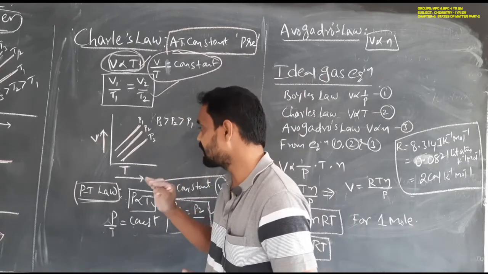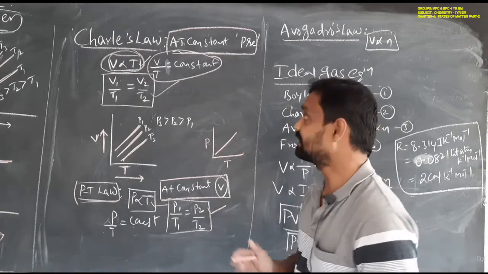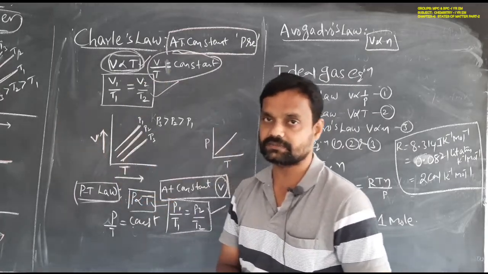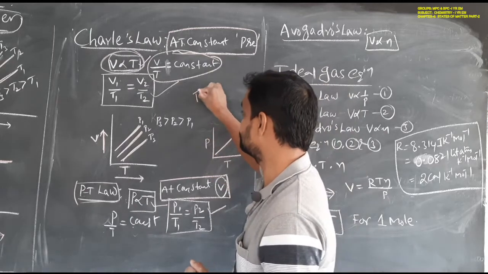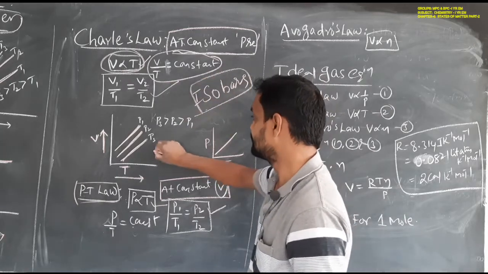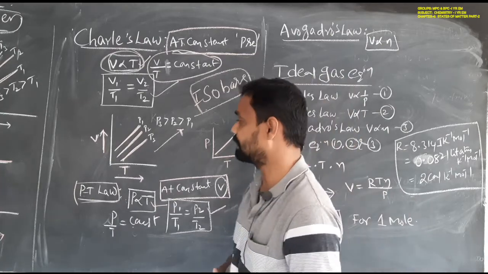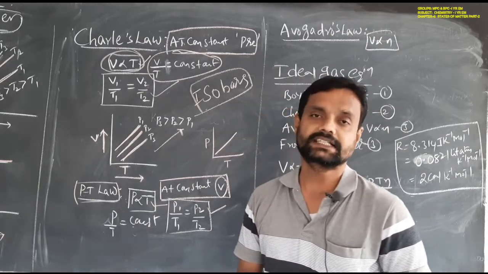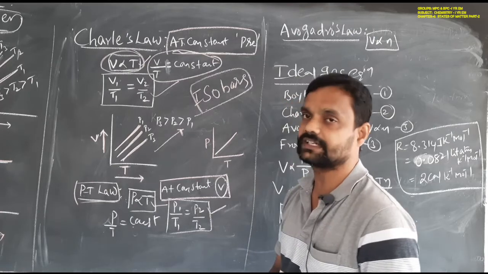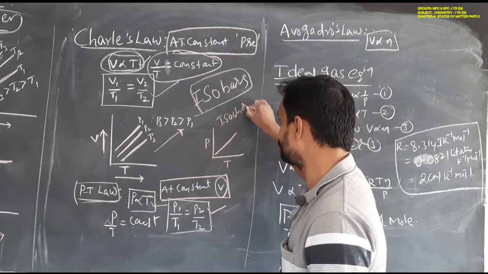Here we draw the graph between volume and temperature, or pressure and temperature. At constant temperature, that graph is the isotherm. At constant pressure, when we draw the graph between the volume and temperature, that graph is called an isobar. Similarly, at constant volume, when we draw the graph between the pressure and temperature, that is called an isochore.